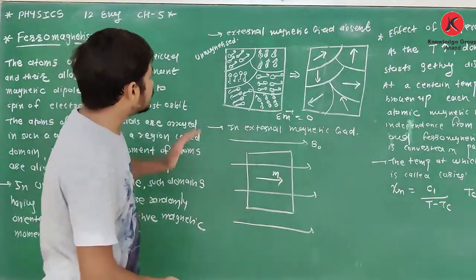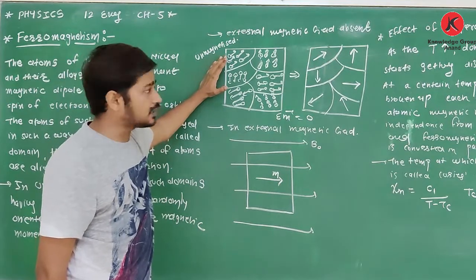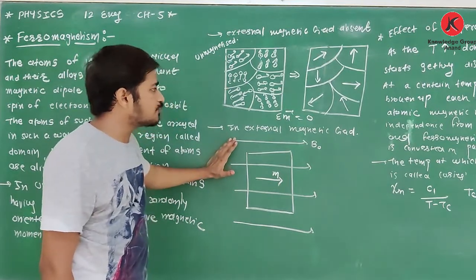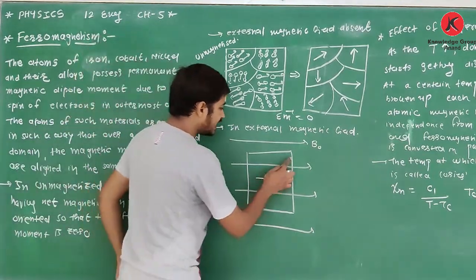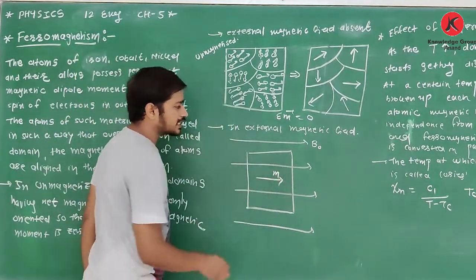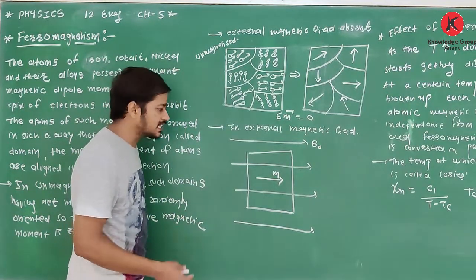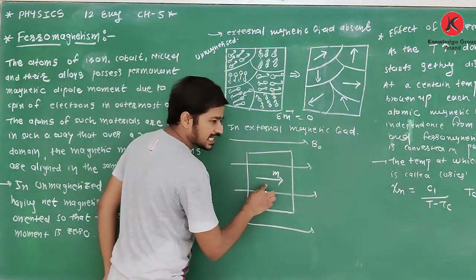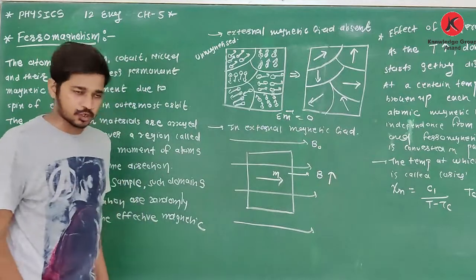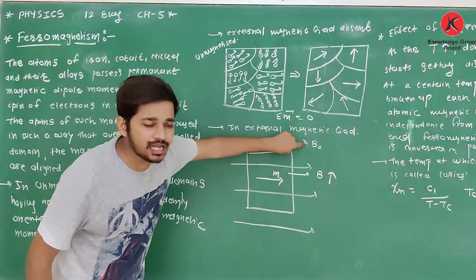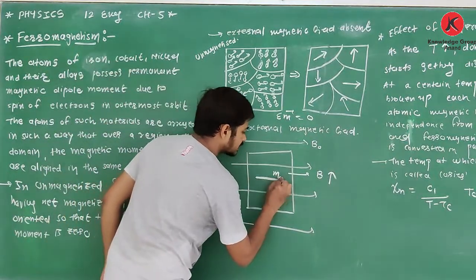So this is the behavior of a ferromagnetic material in the absence of a magnetic field and in the presence of a magnetic field. Clear about this? In this case, as the ferromagnetic material is magnetized, inside it the magnetic field B increases, because the external magnetic field and the magnetic moment of the ferromagnetic material lie in the same direction.